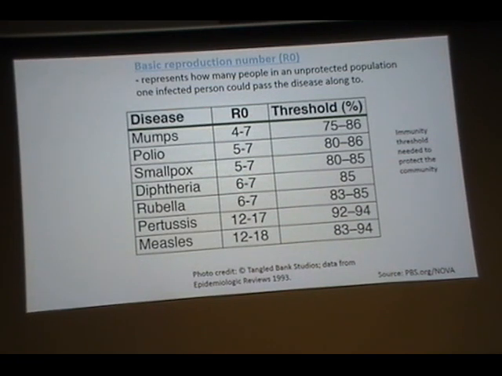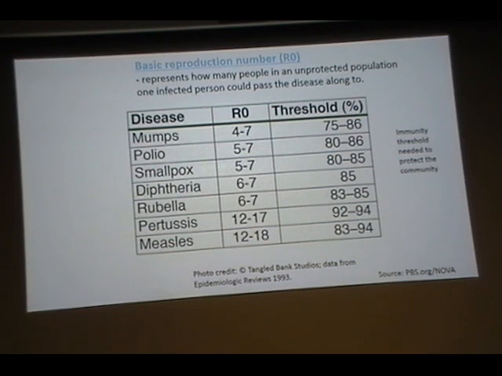So when we talk about herd immunity, one of the things people talk about is the basic reproduction number. This represents how many people in an unprotected population one infected person could pass the virus to. Okay, and you look at the numbers: mumps on the low end, 4 to 7 people on average will be infected by a person if there's no protection. Measles spreads crazy, right? 12 to 18 people from one person. And so based on these numbers and some math that I don't understand, the mathematicians come up with how many people in the population we have to immunize in order to get this herd immunity effect.